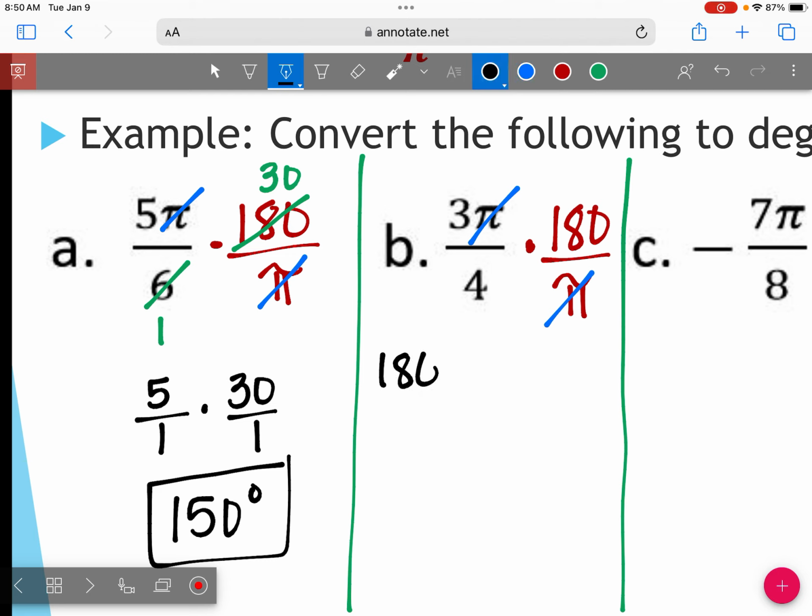So if I take 180 times 3, so I have 0 times 3 is 0. 8 times 3 is 24. You put down the 4, carry the 2. 5. I don't even think they teach you how to multiply like this anymore. I think you all do it differently. But that's how I learned it a long time ago.